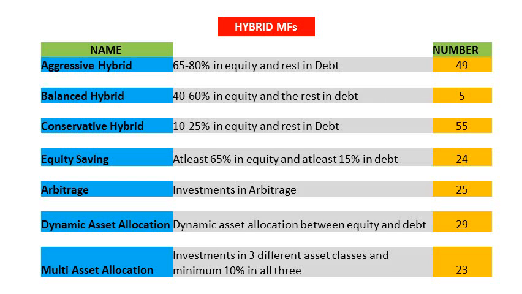Then equity saving, at least 65% equity, remaining 15% in debt. Number of funds available is 24. Arbitrage, that is investment only in arbitrage, number of funds available is 25. First we should understand what is arbitrage. Arbitrage is nothing but the difference between the cash market and future market.